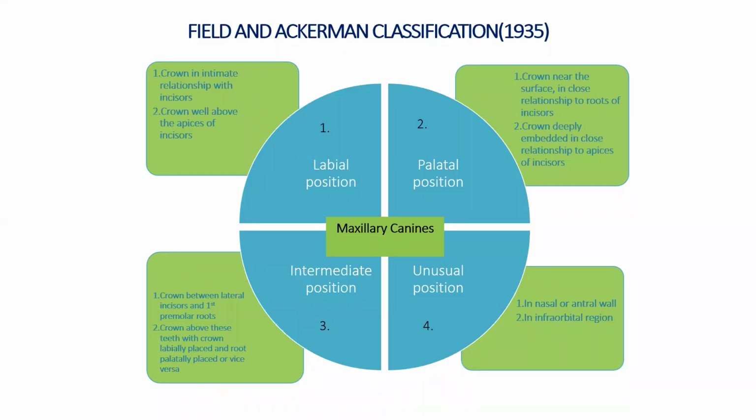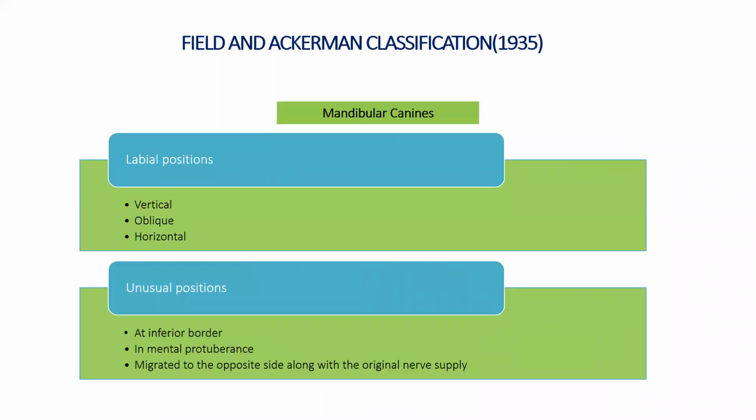In intermediate position, we have crown between lateral incisors and first premolar roots and crown above these teeth with crown labially placed and root palatally placed or vice versa. Unusual position we have in nasal or antral wall and in infraorbital region. For mandibular canines, we have two labial positions and unusual position. In labial positions, we have vertical, oblique, and horizontal. In unusual positions, we have at inferior border, in mental protuberance, and migrated to the opposite side along with the original nerve supply.